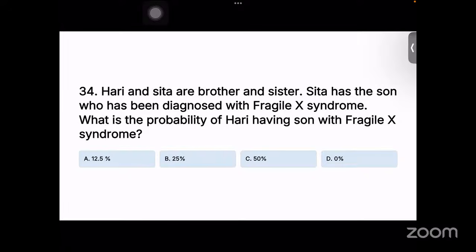The answer here is 0, because they are asking about Hari's son having Fragile X syndrome. Males pass the Y chromosome to their sons. Here, the problem is with the X chromosome. Even though Hari had a 50% chance of carrying the mutation of this FMR1 gene, he did not pass it to his son. So the answer here is 0%. So moving on to the next question.